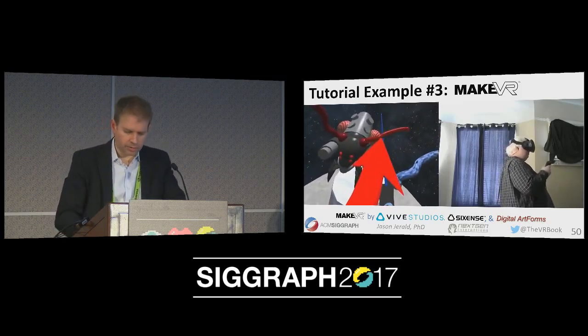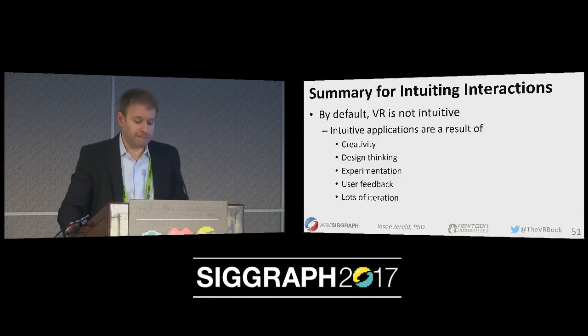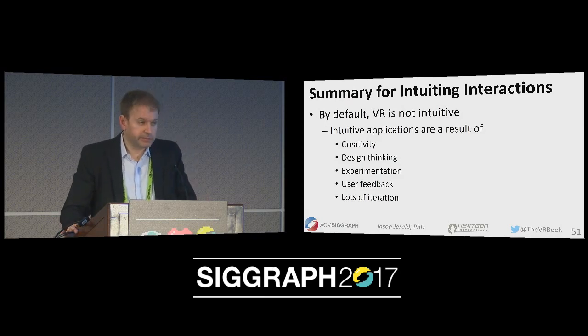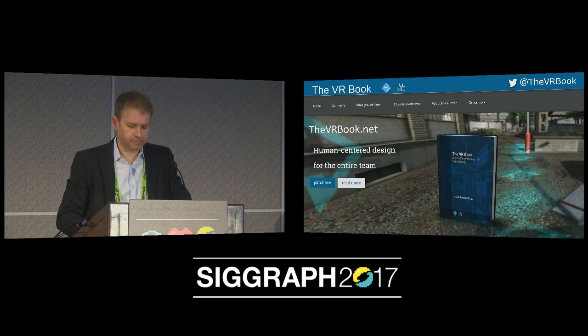Okay, so you guys get the general idea. In summary, for intuiting these interactions, in hindsight, it seems kind of obvious what to do, but is often not. Virtual reality is not intuitive by default. It's really a result of being creative, of design thinking, of a whole lot of experimentation, of course, user feedback, and massive, massive iteration, more so than regular real-world design.